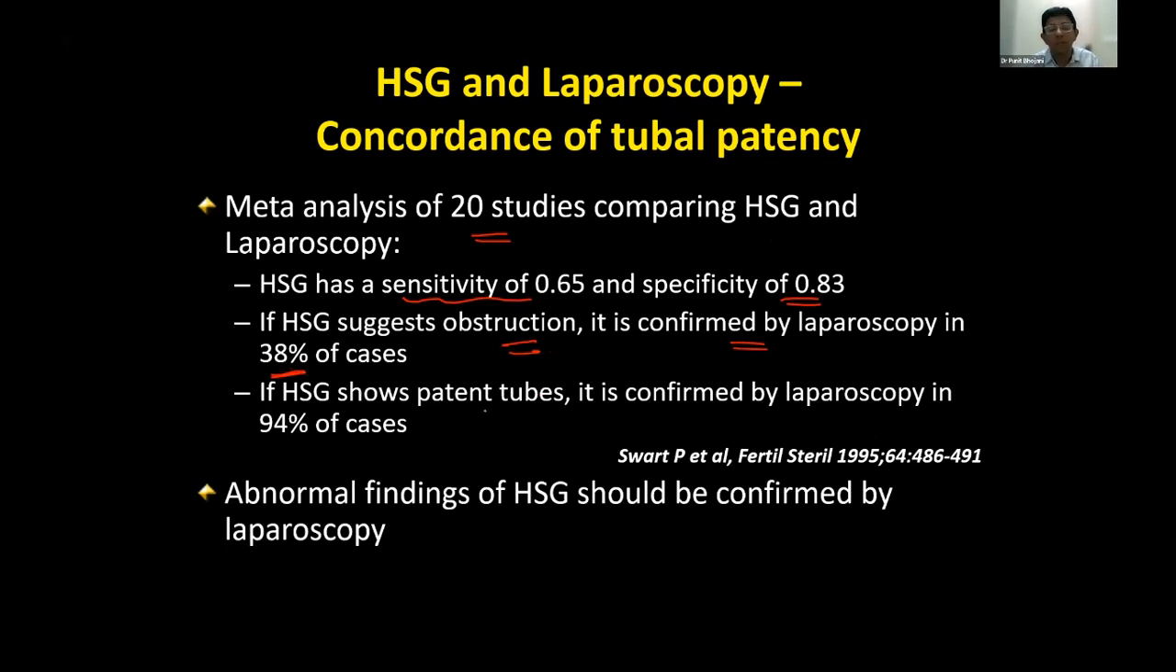But if HSG shows patent tubes, then laparoscopy will confirm the same thing in 94% of cases. So that is a good number to remember: if HSG is okay, we are going to almost always find that the tubes are patent. But the other way around, if HSG is showing a block, then obstruction could be there only in 40%. And of course the abnormal HSG should always be confirmed by doing a laparoscopy.